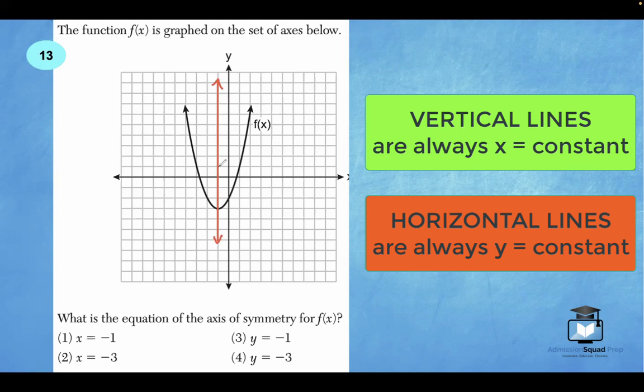Notice that this line is intersecting the x-axis at -1. Therefore, the equation of the axis of symmetry is x equals -1. So in this case, answer choice 1 is the correct answer.